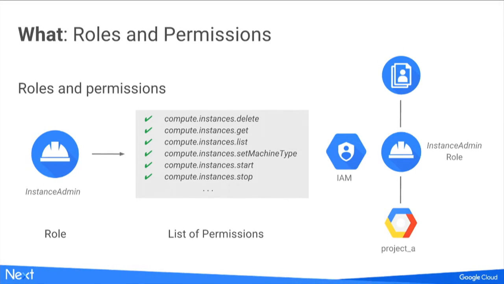Here's the thing. You can give these identities permissions through IAM roles. Now, roles are just sets of permissions. For example, if you wanted to allow developers in your organization to create instances and manage them and delete them, you could grant them the instance admin role. It includes permissions to start, stop, create, delete, and manage instances. You can grant these roles to an identity, like a group, on a resource, such as a project.